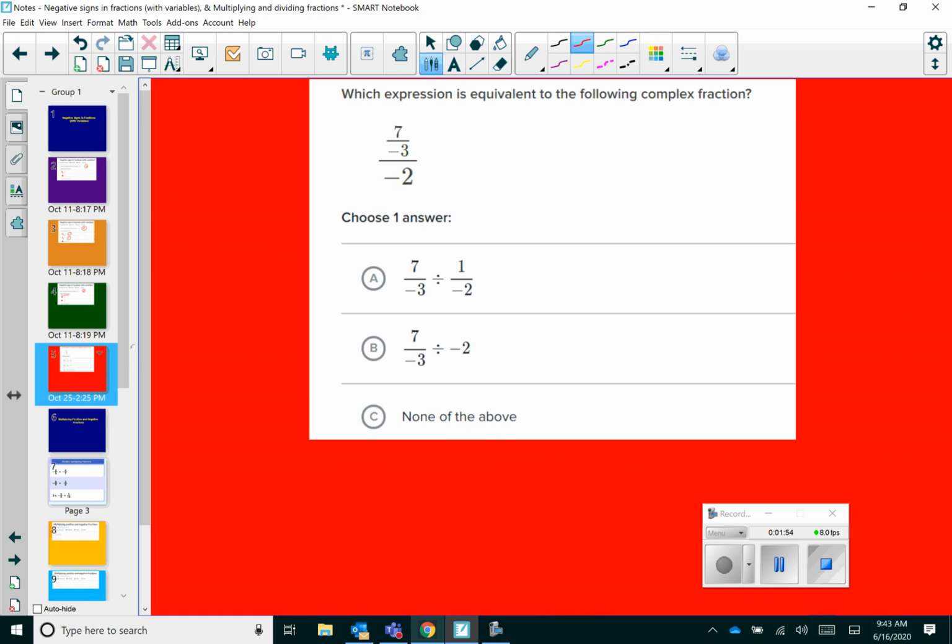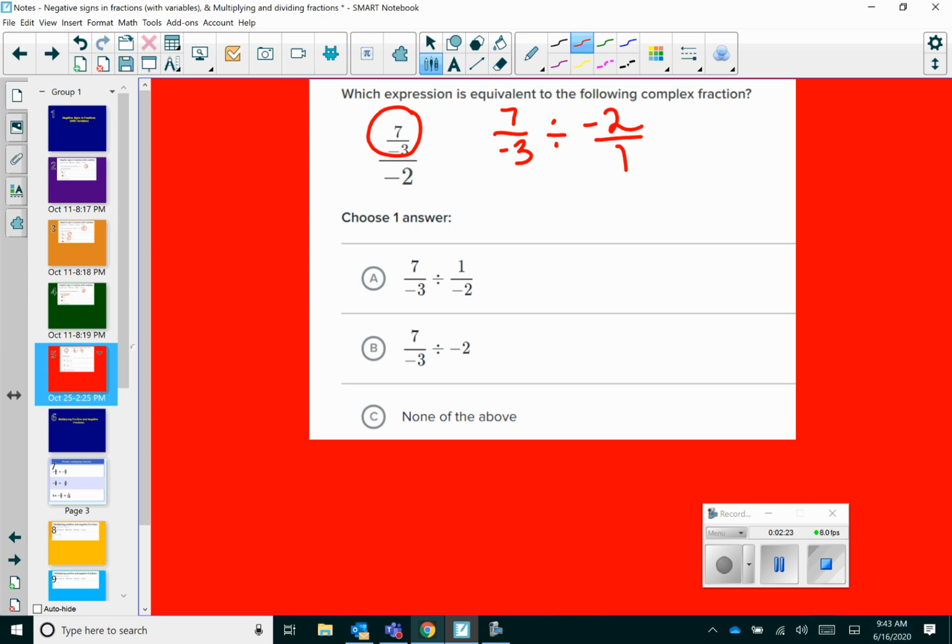Let's try one more. Which expression is equivalent to the following complex fraction? Well, here I can see I've got a fraction up top, and that's being divided by an integer. So I'm just going to rewrite it the way you're used to seeing it. That would be 7 over -3 divided by -2, which we should know by now if we have a whole number, we can always put that over 1, or we can just leave it as -2.